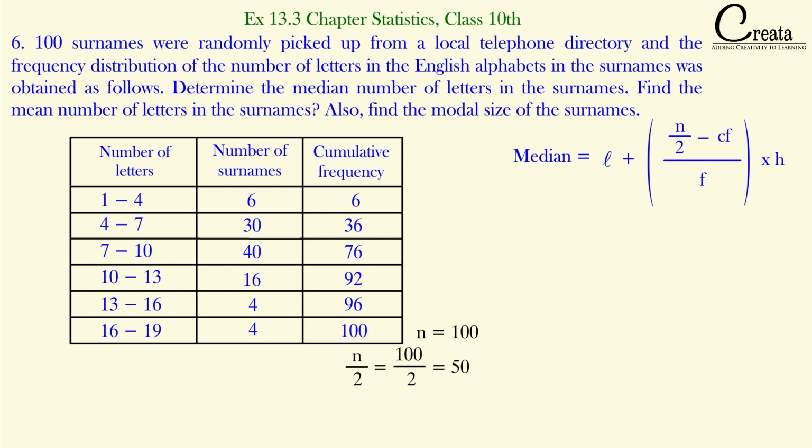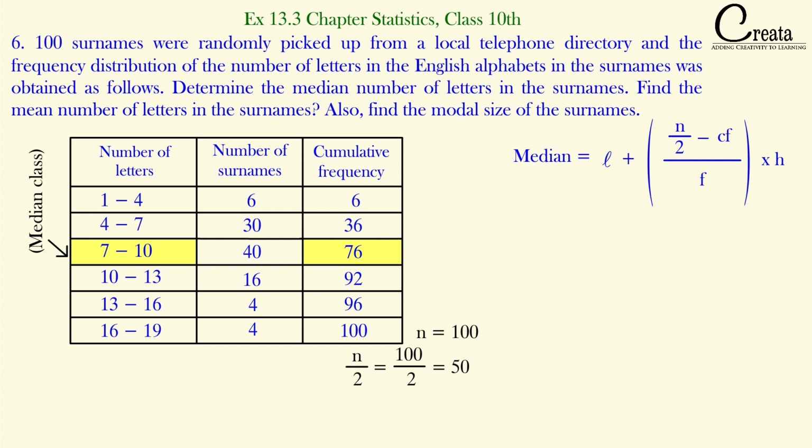Next step, we have to locate in which row our 50th observation, or n by 2th observation, is coming. If you observe, it will come in row number 3. Up to the second row, we have a total of 36 observations. Up to the third row, we have a total of 76 observations. So our 50th observation will come in the third row. So this will be called the median class. The range 7 to 10 will be the median class, and our answer, that is the median, will come in the range 7 to 10.